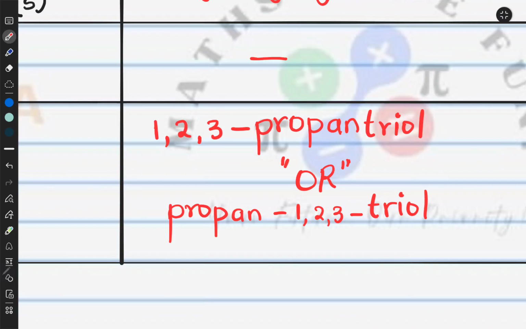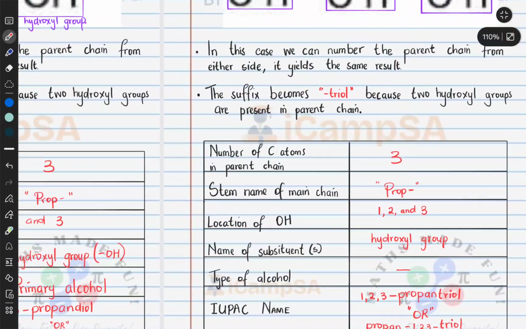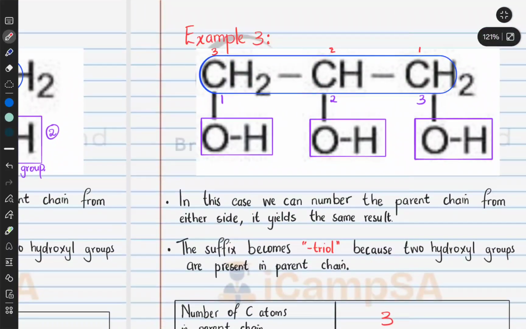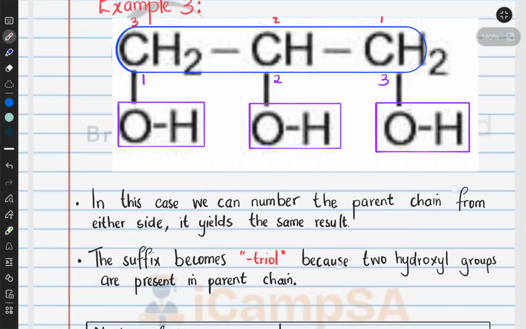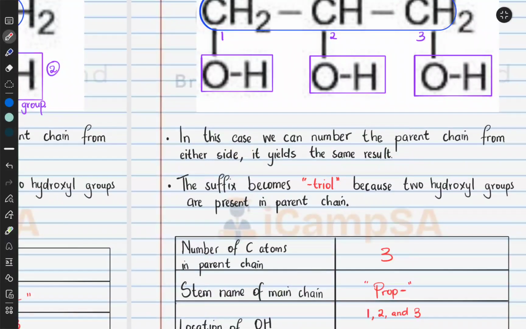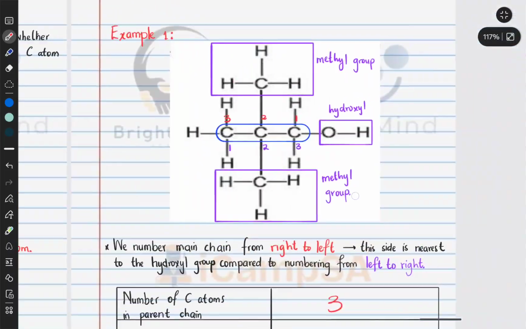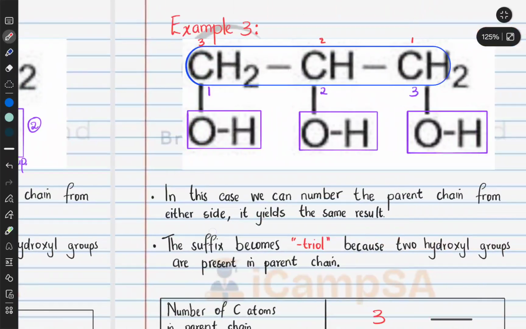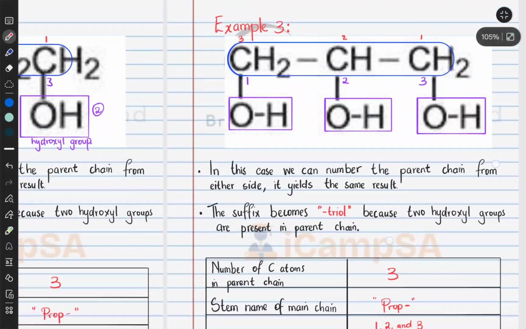All right, so that's another way of naming a triol. I don't know how to pronounce this, but it doesn't matter as long as you know how to write it. So now this is how you would name an alcohol that has 3 hydroxyl groups. If you check, we started with an alcohol that had 1 hydroxyl group, then we did an alcohol that had 2, and then we did an alcohol that had 3 hydroxyl groups, and none of these had other substituents except the alkyl group or the hydroxyl group, right?